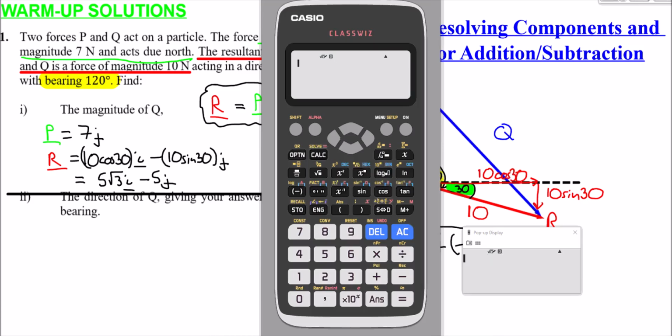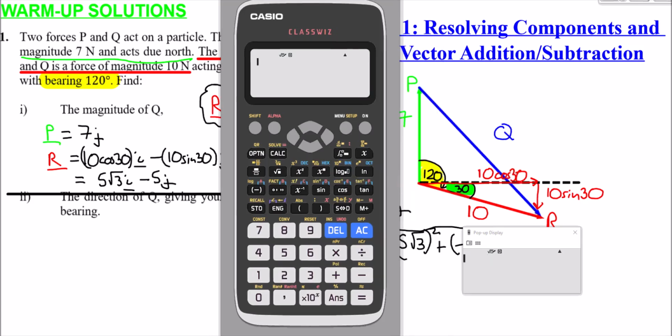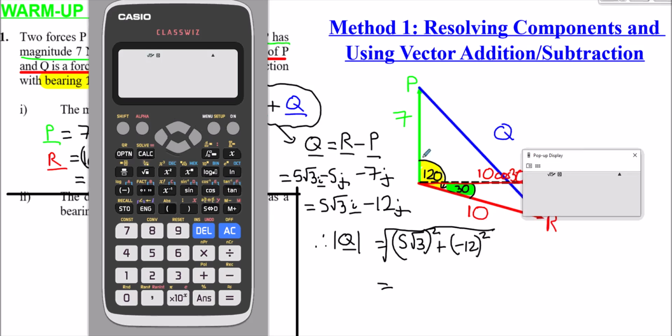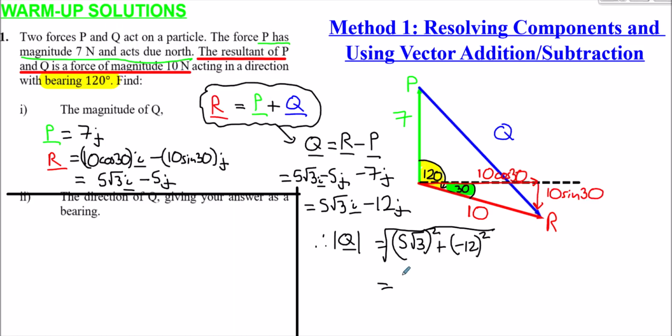So if we just do this on the calculator, we'll get there. So the square root of 5 root 3 squared plus minus 12 squared, which will just be the same as 12 squared, which is 144, but put it in like this if you wish. Root 219, as a decimal answer I should say, that gives us 14.8. So 14.8 newtons. We can now think about part 2.